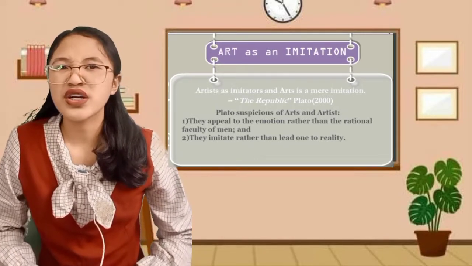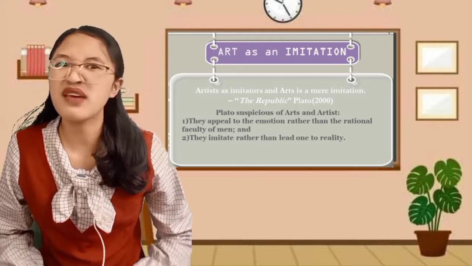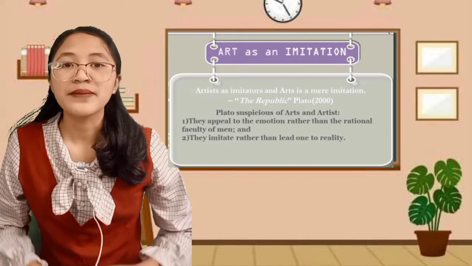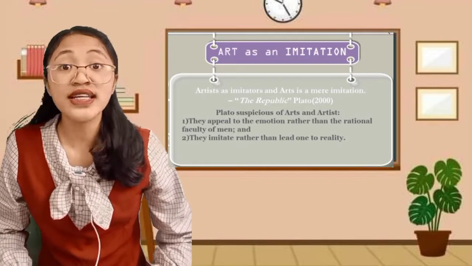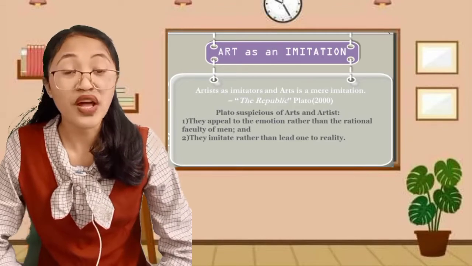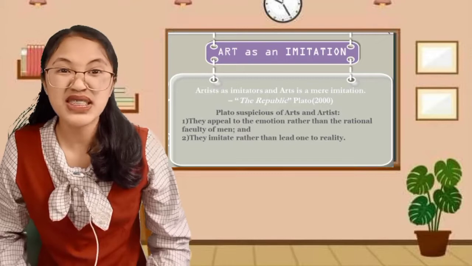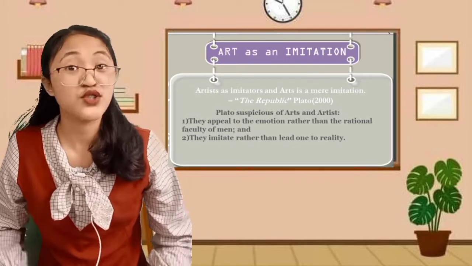Plato thinks that artists want to deceive us into believing that something is true even if it's not. Plato is suspicious of art and artists because first, they appeal to the emotion rather than to the rational faculty of men, and second, they imitate rather than lead one to reality.